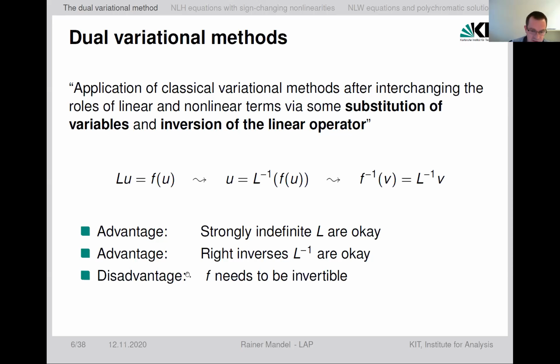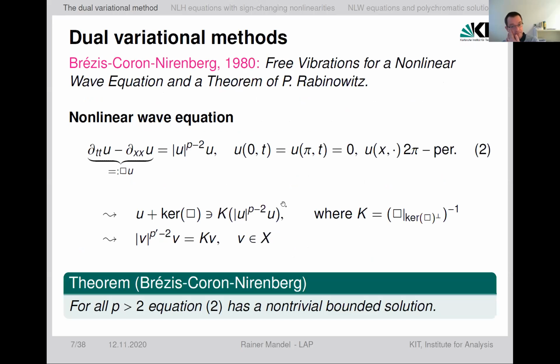And the disadvantage is that f needs to be invertible. So typically, if you have a power type nonlinearity, then you require the coefficient in front to be positive or even negative, but sign changing is not possible. And that's the point that I would like to comment on later.